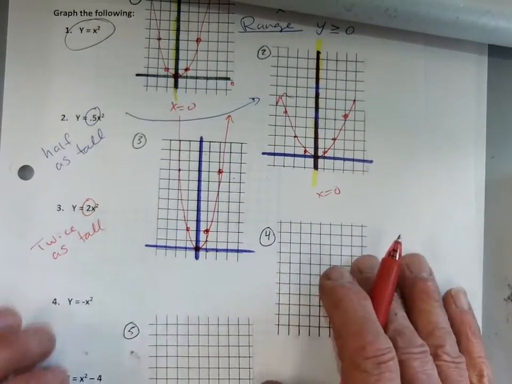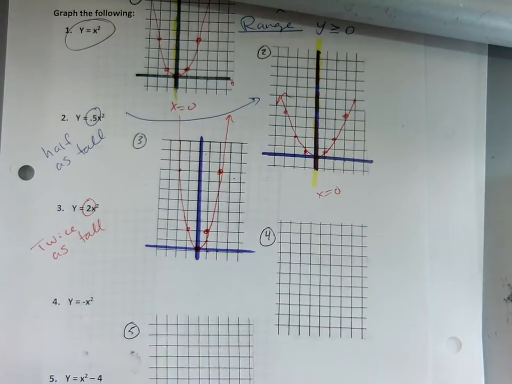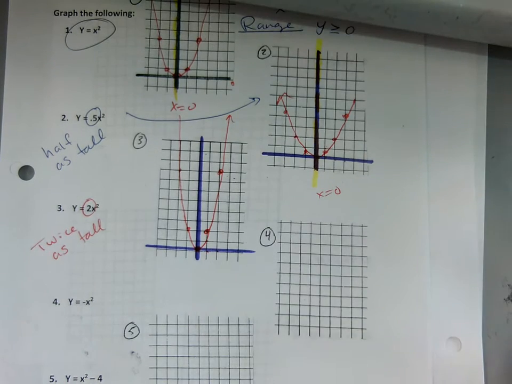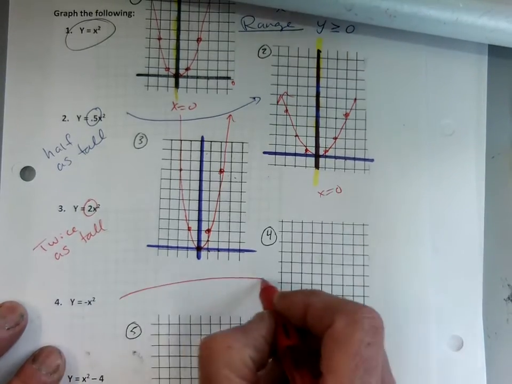How am I doing? Domain and range are the same: domain is all real numbers and range is y greater than or equal to 0. Number 4. Am I going too fast? Okay, that's what I need to know.